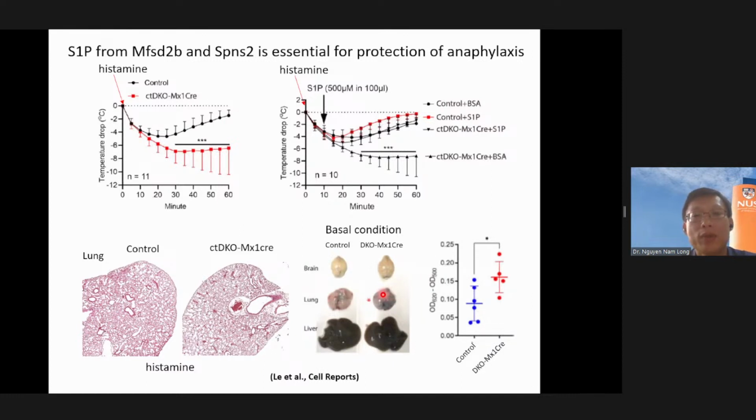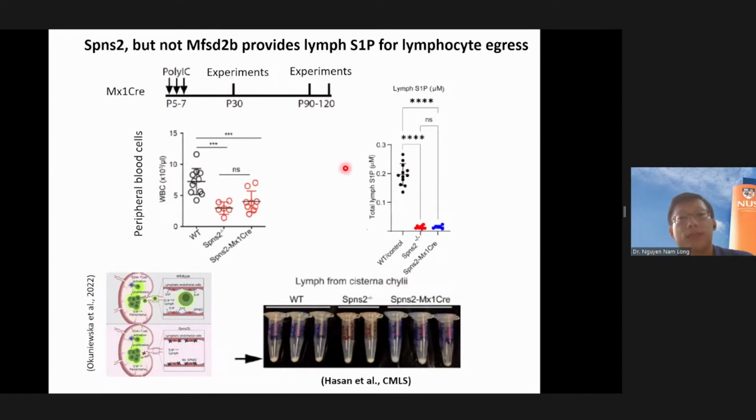So basically, when we remove MFSD2A and SPNS2, we reduce S1P level, and the reduction of S1P level in the animals affects the vasculature of the animals. So, so far I showed you that the two transporters are the only ones that we think provide S1P for signaling. And we were very interested in the fact that SPNS2, even though it doesn't contribute much to plasma S1P, has a very significant role in reduction of lymphocyte level in blood.